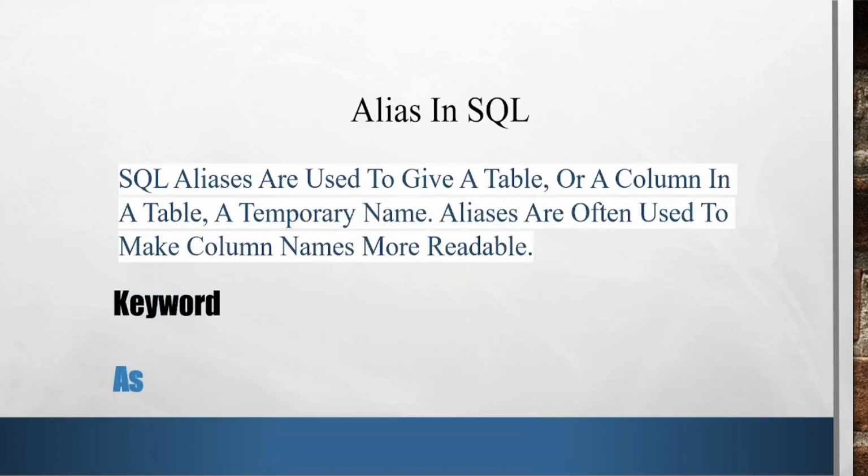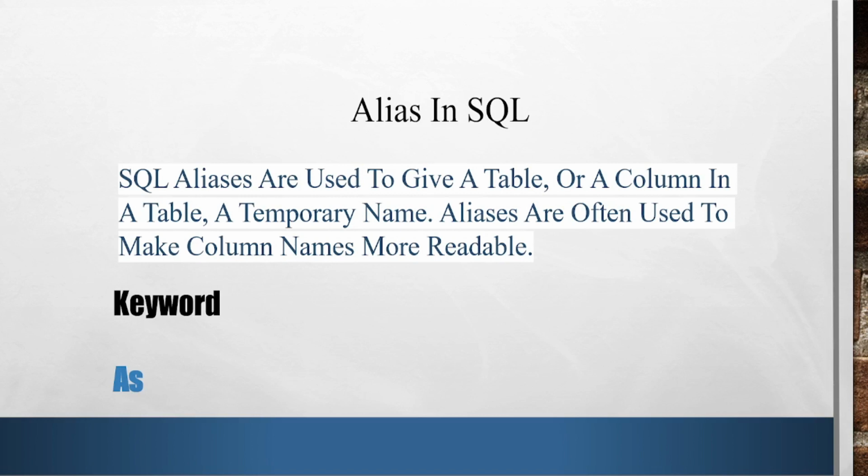So what is an alias? SQL aliases are used to give a table or a column in a table a temporary name. Aliases are often used to make column names more readable. So alias basically means you can give a temporary column name or table name with the help of alias, and there we need to use one keyword which is AS. Now let's see how alias works in SQL.